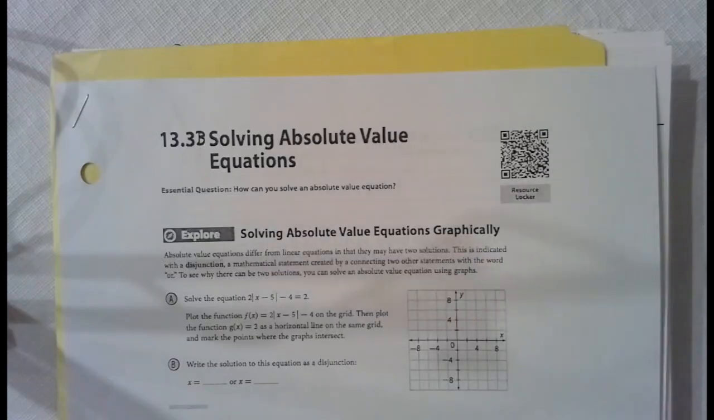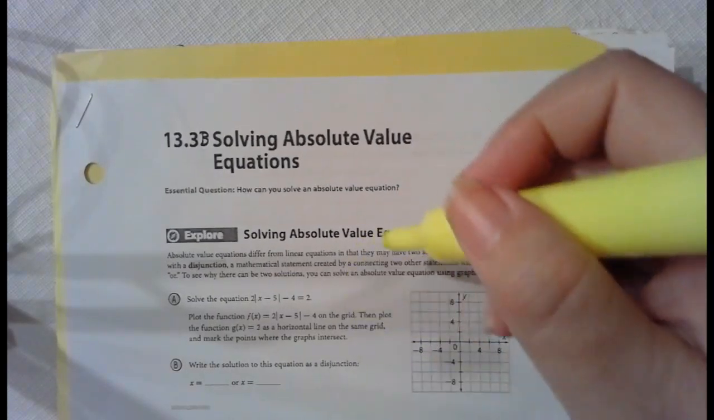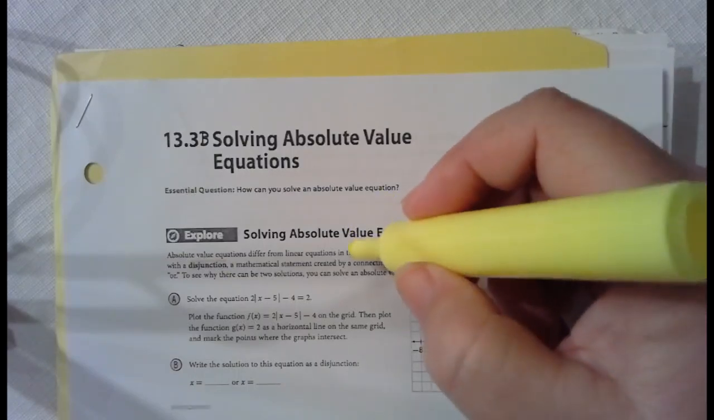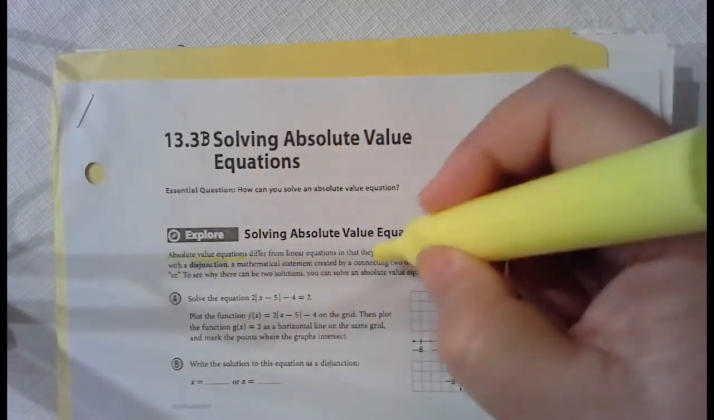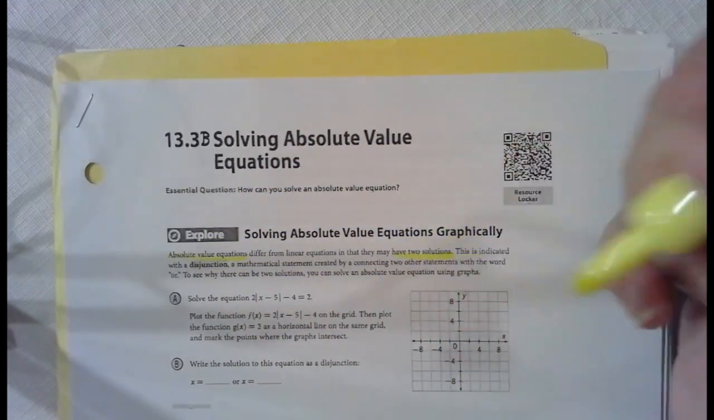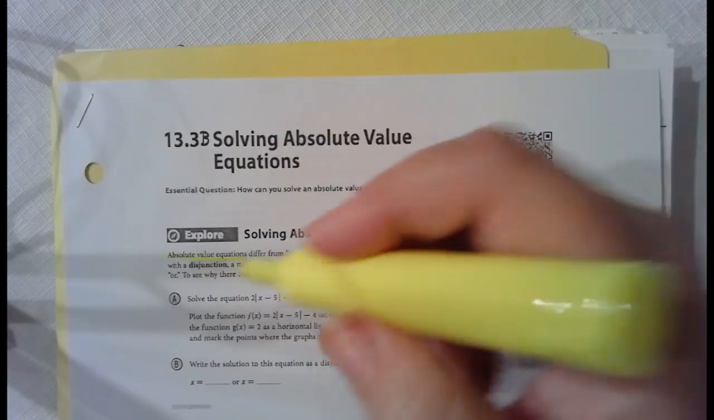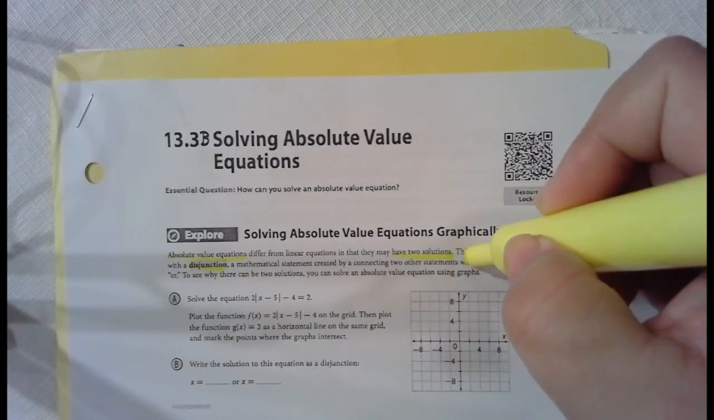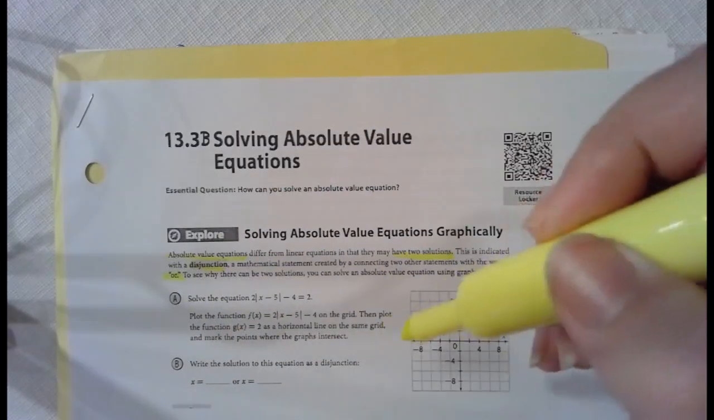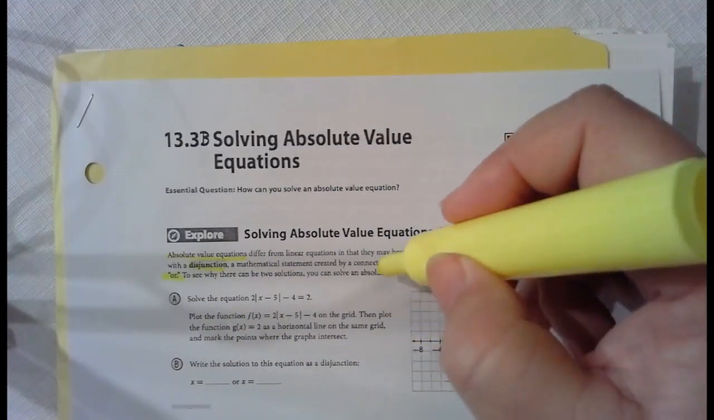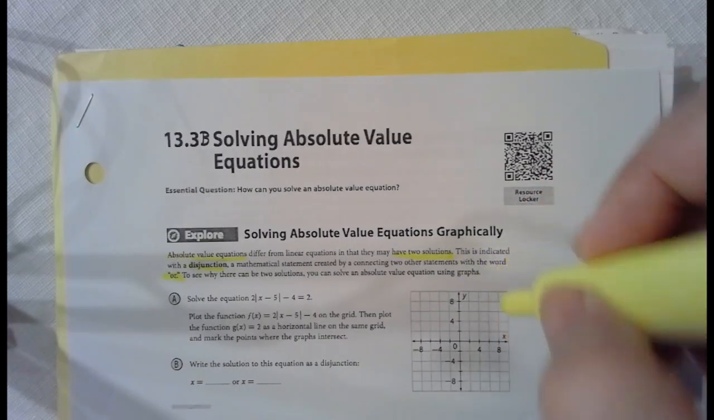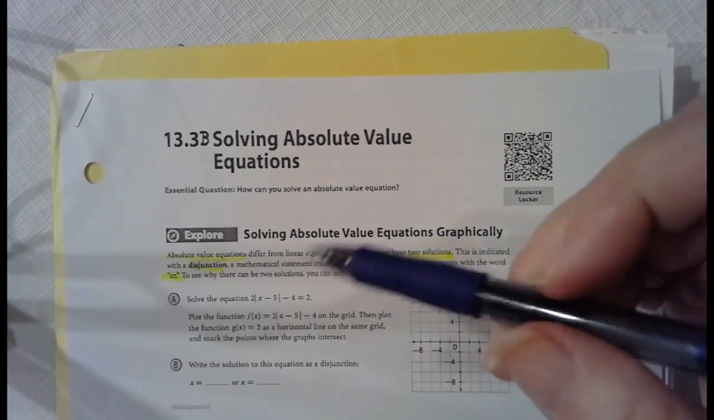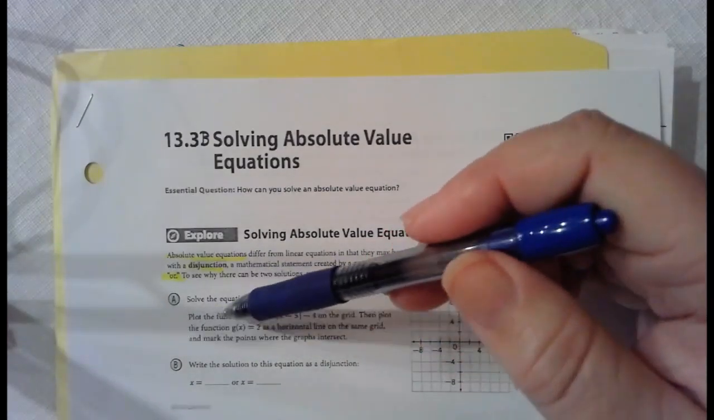So an absolute value equation differs from linear equations in that a linear equation will have one solution versus the absolute value equation will have sometimes two solutions. And that is indicated with a disjunction, a mathematical statement created by connecting two other statements with the word or. To see why there can be two solutions, you can solve absolute value equations using graphs.